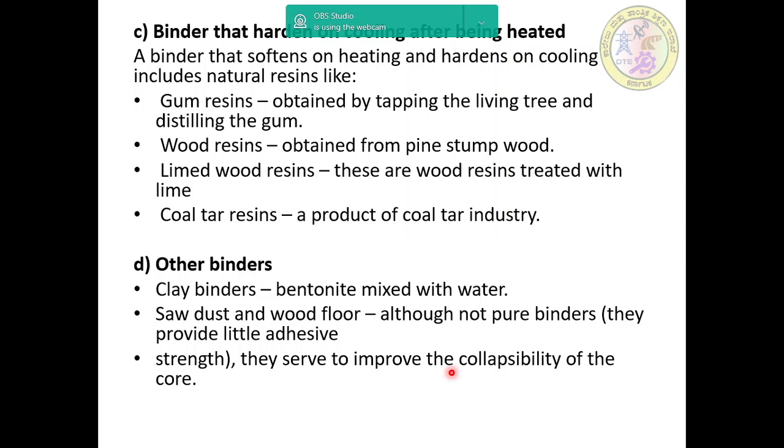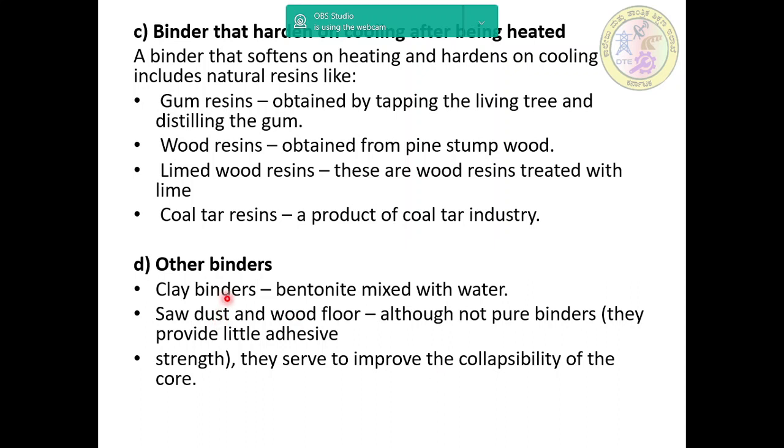And then binders that harden on cooling after being heated. Binders that soften on heating and harden on cooling include natural resins like gum resins obtained by tapping the living tree and distilling the gum, and then wood resins obtained from pine stump wood, and then limed wood resins, these are wood resins treated with lime, and then coal tar resins, a product of coal tar industry.